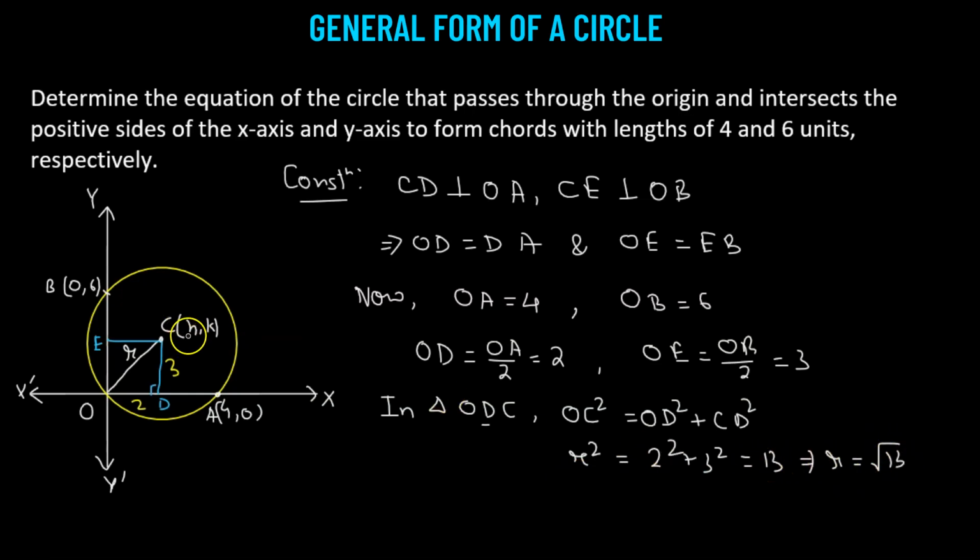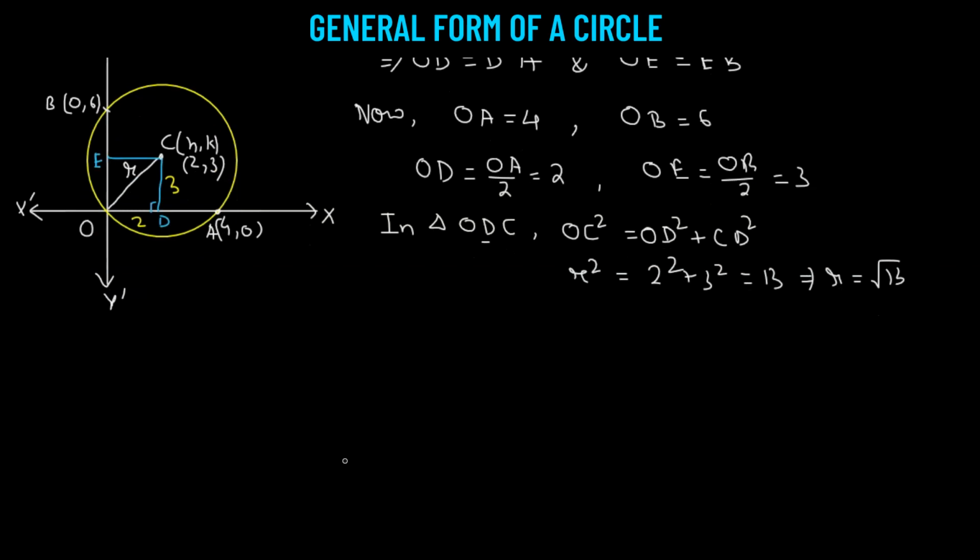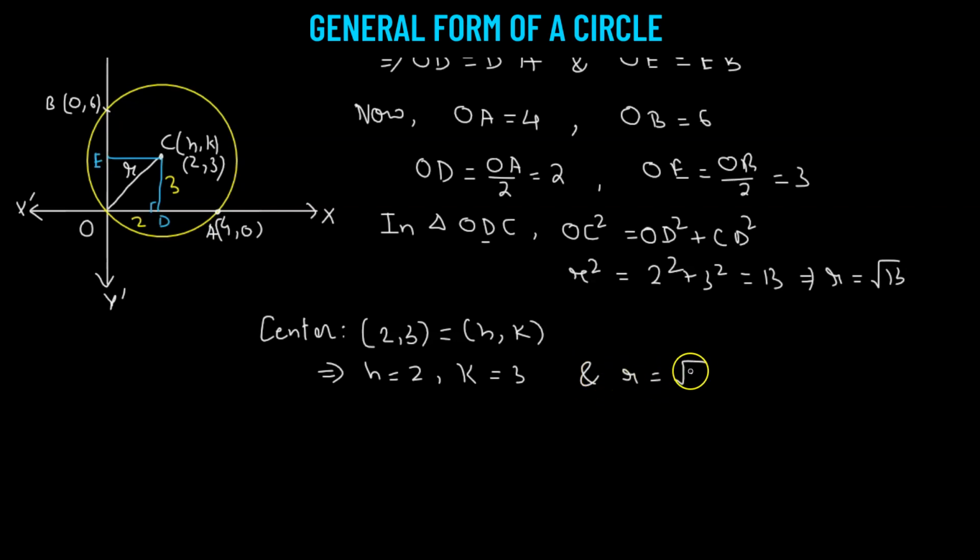Next, we need to find out the coordinate of the center. The x coordinate, h, is the distance from the y-axis. So this length is 2 units. And k, which is the y coordinate, or the distance of the center C from the x-axis, is 3 units. So our center is going to be (2, 3). So now we have the center as well as the radius. The center is (2, 3), which is equivalent to (h, k). So h comes out to be 2 units and k comes out to be 3 units. And we have our radius equal to square root of 13.